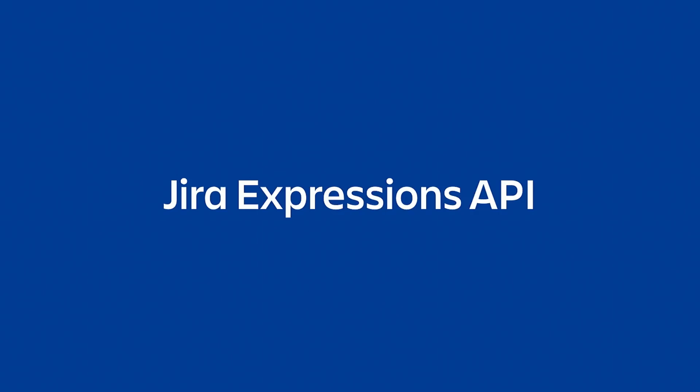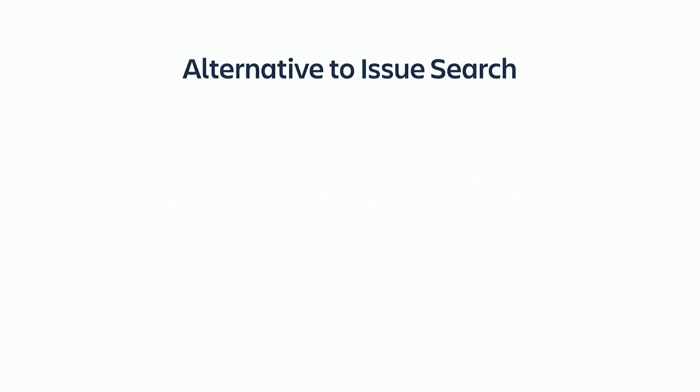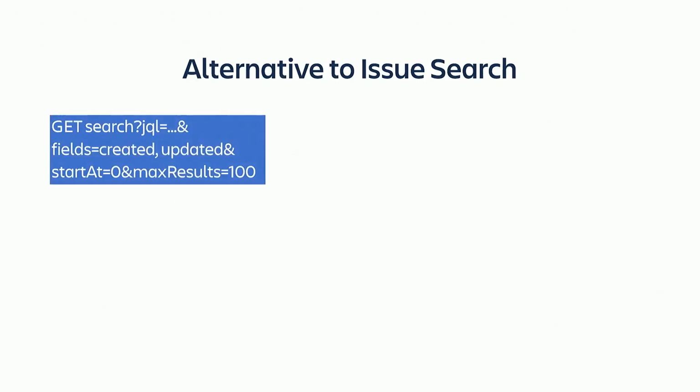Another alternative approach is to use the new Jira Expressions API. Has anyone used Jira Expressions API? Some? Yeah, so then please, everyone else, have a look at that. You can, for example, implement this as an alternative to issue search. In our case, quite often we are scanning all issues to identify whether something has been changed, and we ask just for created and updated fields and do the pagination through all results.